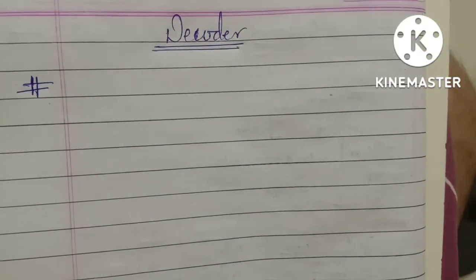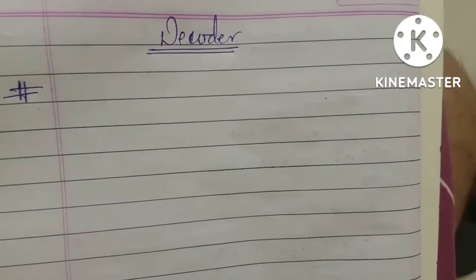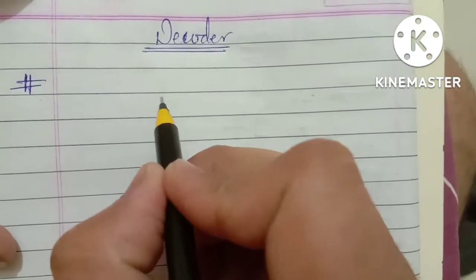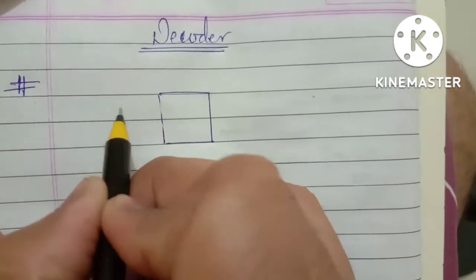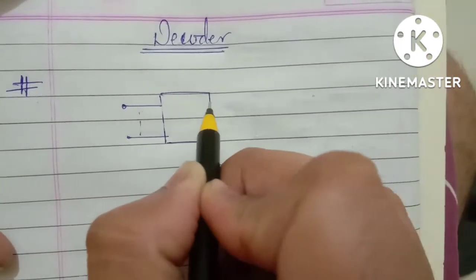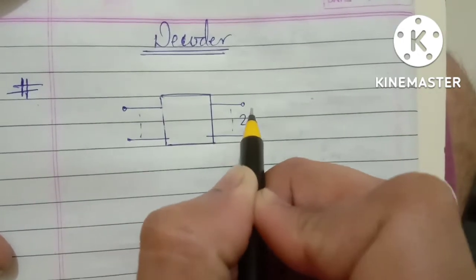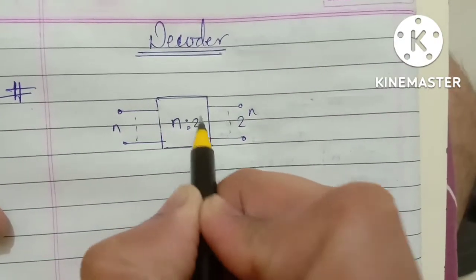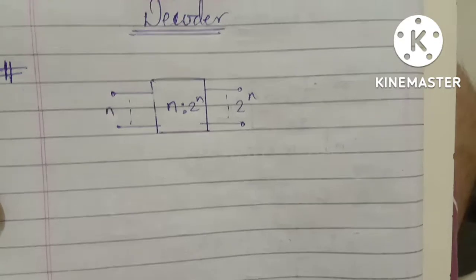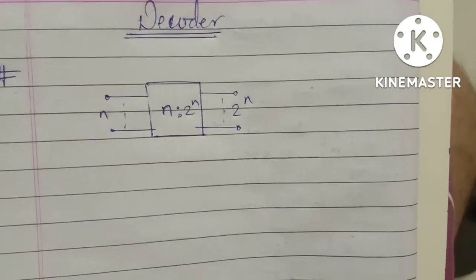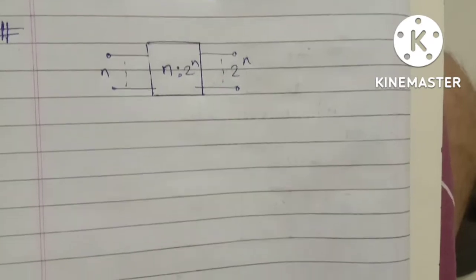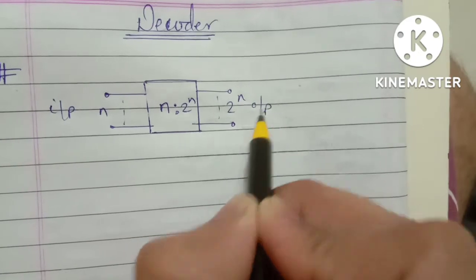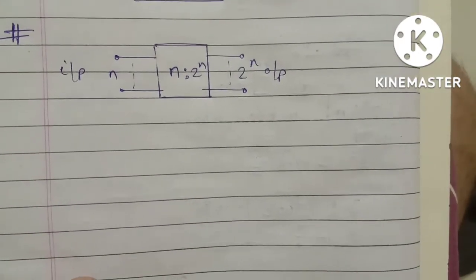Hello everyone, so we are back on the topic that is decoder. It is basically the opposite of encoder only, okay? In a decoder, we have n inputs and 2 raised to n outputs. It is totally the reverse of the encoder, so you need to remember that. Decoder and encoder are totally opposite. This is your input section and this is your output section, that you need to remember.